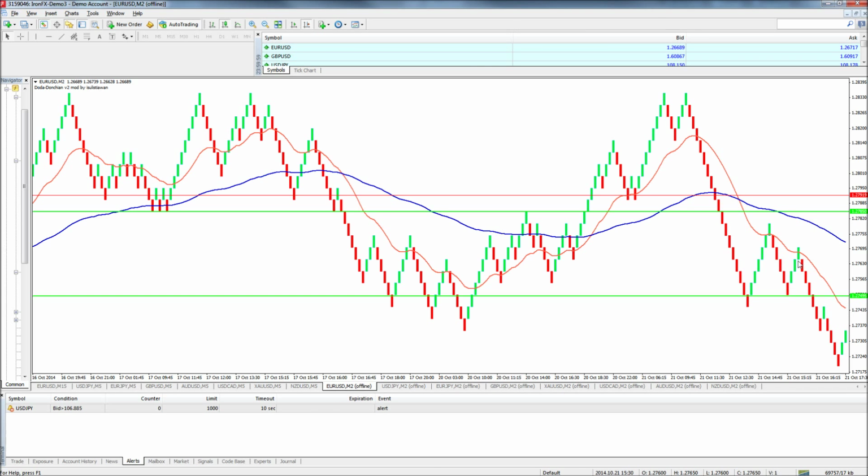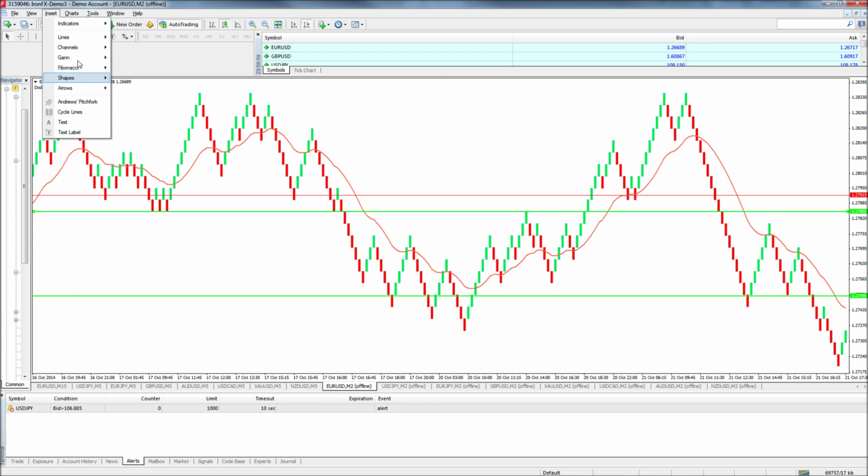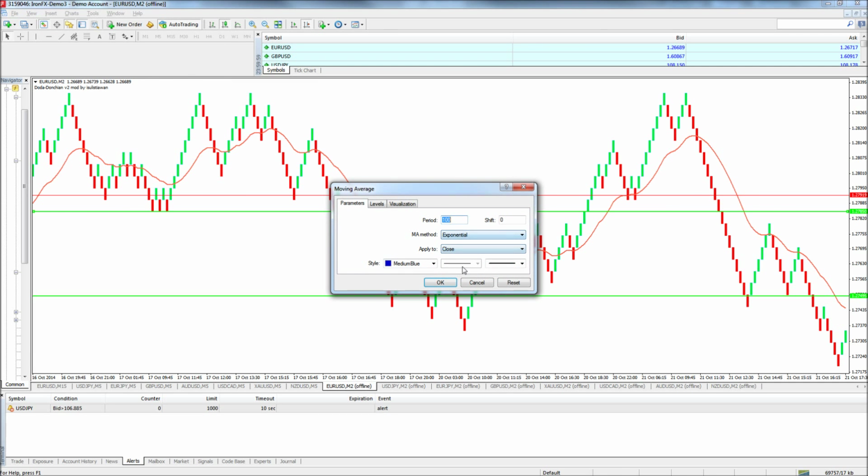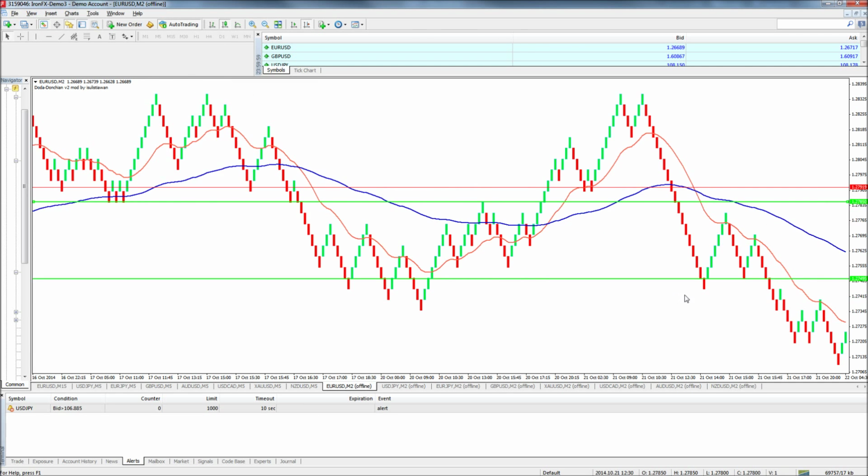Okay, and then it comes back again. So once this is closed, you wait for it to come back again and touch this line, and when it touches it, you place another order and do the same thing. So let's get rid of this. Oops, I deleted the wrong thing. I haven't used MT4 in a long time, but that's okay. I meant to delete this and delete this.